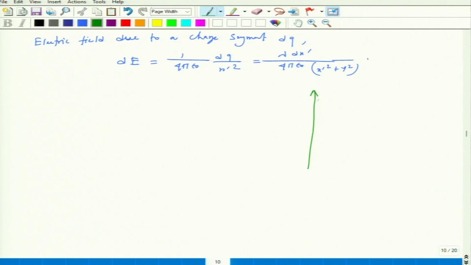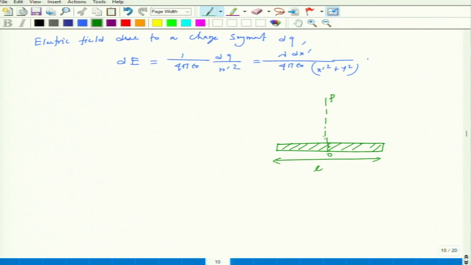Let us consider the rod along the x axis. The length of the rod is L, and the midpoint is O. Place the off-axis point P at a perpendicular distance y from the center O, and we consider a small strip here with charge dq at a distance x'.